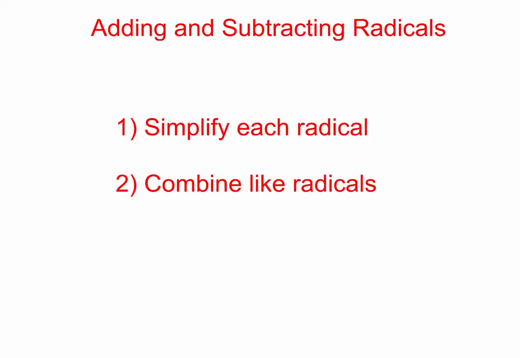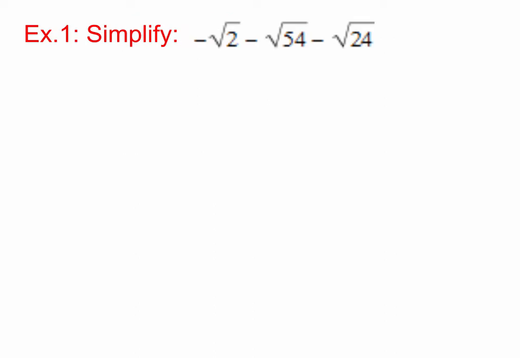So let's talk about how to add and subtract. Your first step is to simplify each radical, and then you just combine the like radicals. So let's take a look at an example here. I want to simplify negative square root of 2 minus the square root of 54 minus square root of 24. Square root of 2 is already as simplified as it's going to get, so I don't really have to do anything else. Square root of 54, I need to split up a little.